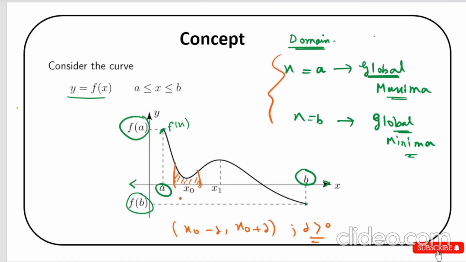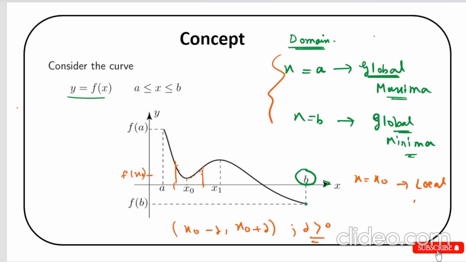What is the lowest functional value? The lowest functional value would be corresponding to this point x0. Let me say it again: if you consider a small delta neighborhood around this point x0, and you check the functional value at all the points in this range, you will see that corresponding to x0, the functional value is the lowest. So here you will have f(x0), the lowest functional value. So x equals x0 will give you a local minima.